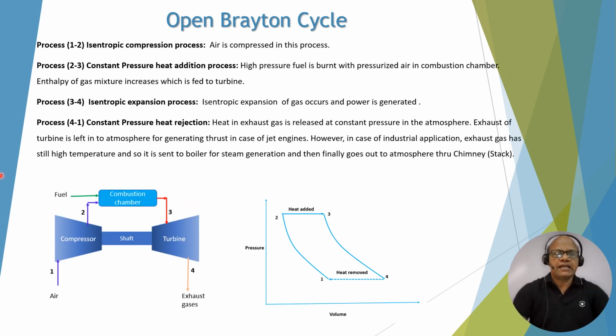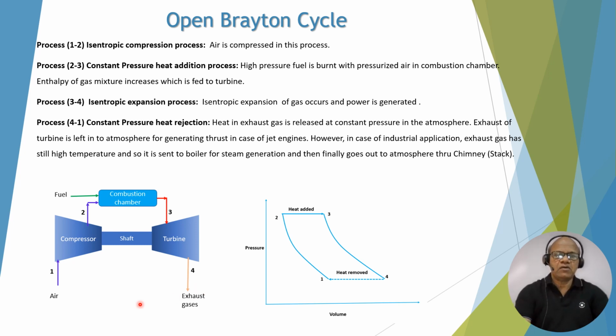In the open Brayton cycle, you can see process 1-2 is an isentropic compression process, where air is compressed in the compressor. Process 2-3 is a constant pressure heat addition, where the high pressure gas mixes and is burnt in the combustion chamber. The energy of the gas increases. Process 3-4 is an isentropic expansion process in the turbine, and work is produced, power is produced. And at 4 it is exhausted to the atmosphere.